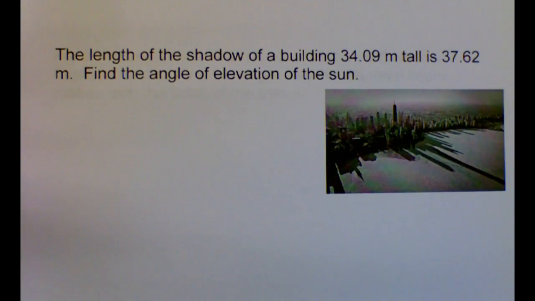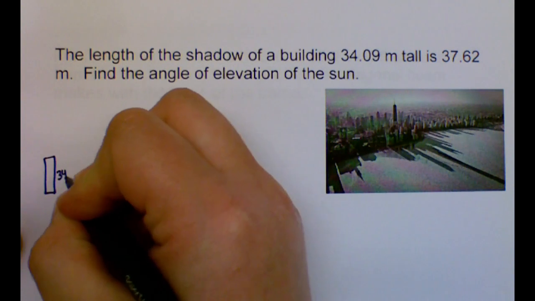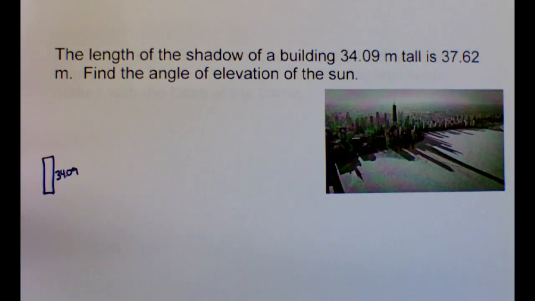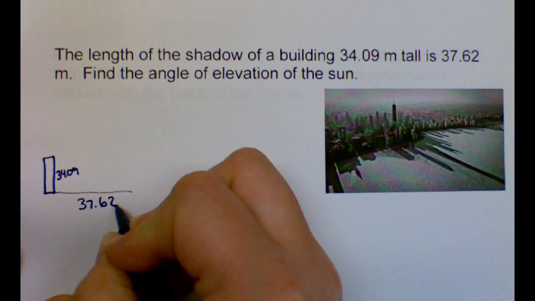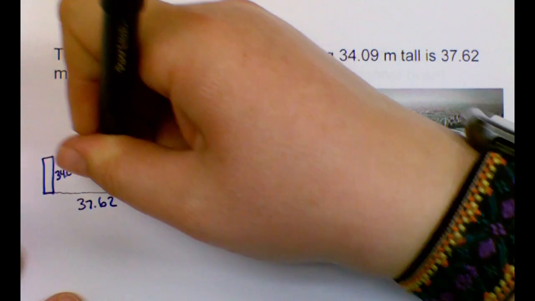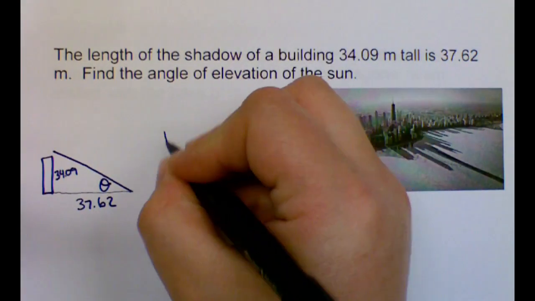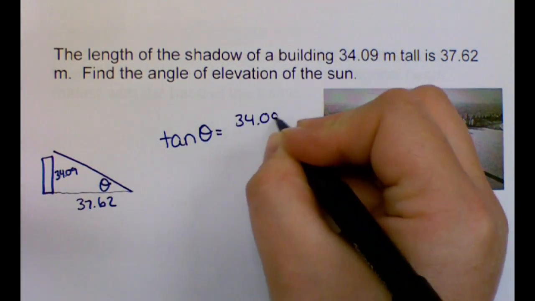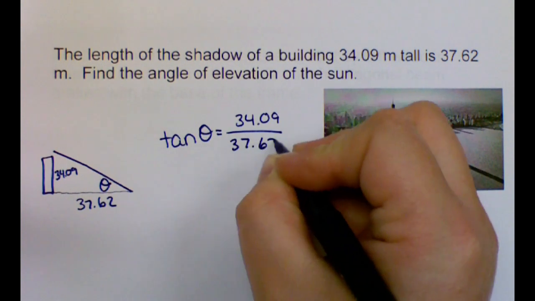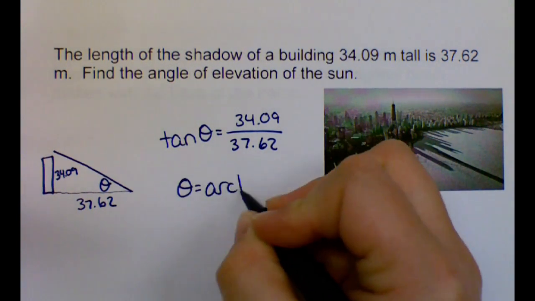All right, now the length of the shadow of a building. The building is 34.09 meters tall, and the shadow is 37.62. Last I checked, my shadows are on the ground. Find the angle of elevation of the sun. Well, I would find that angle using a tangent. The tangent of that angle equals opposite over adjacent. So 34.09 over 37.62. Remember, to get an angle out of a tangent, we use inverse tangent or arctangent.